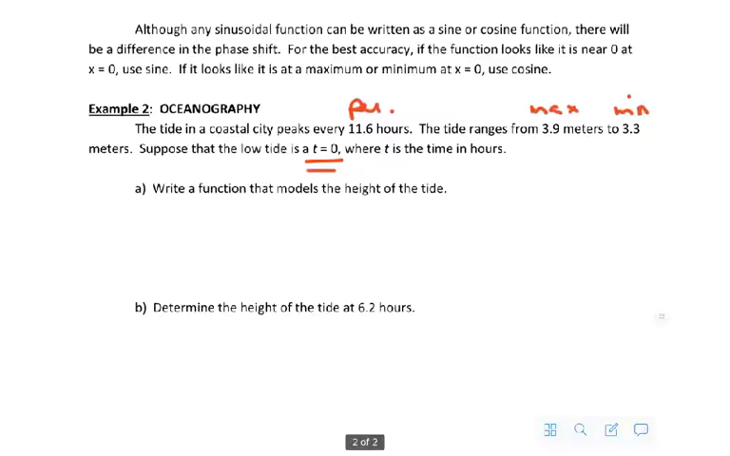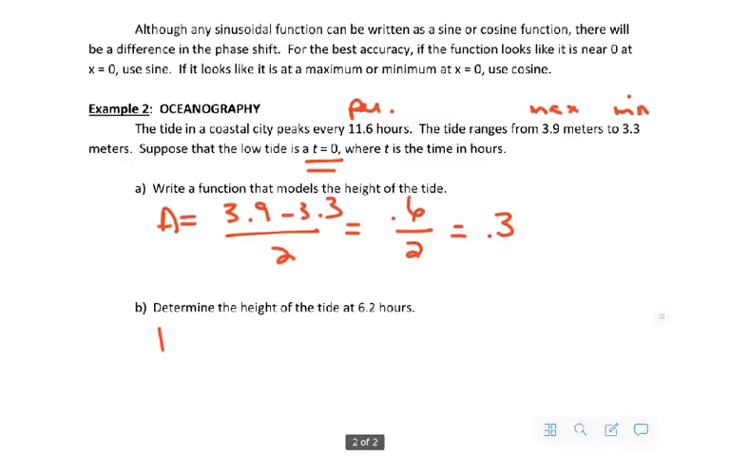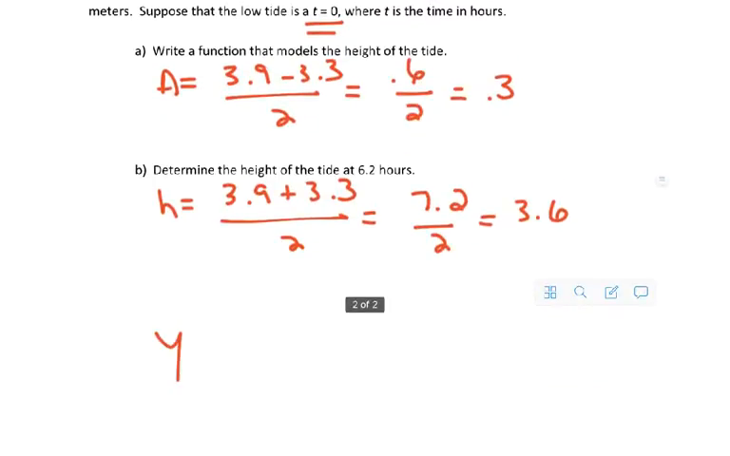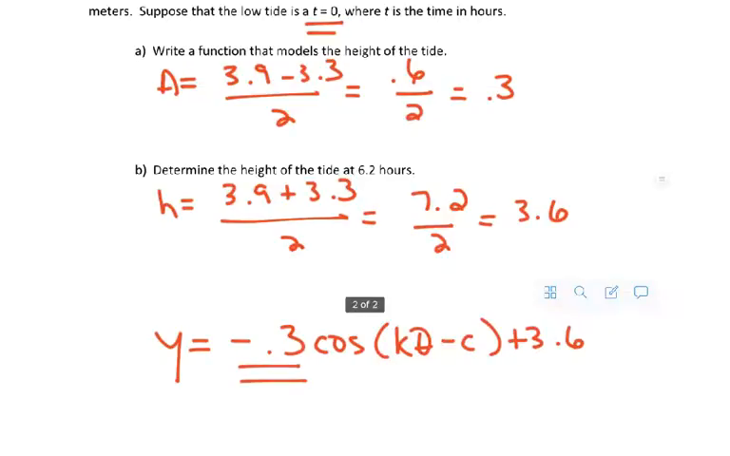All right, so in order to write our equation, there are a couple things we need to find. Let's start with the amplitude. Remember, the amplitude is the max minus the min over 2. 0.6 divided by 2 is 0.3. And then the vertical shift is the max plus the min divided by 2. 7.2 divided by 2, and that's going to give me 3.6. So I know two of the pieces of information. So I'm going to start with y equals negative 0.3 cosine of k theta minus c, plus 3.6. Remember, we're starting at low tide.